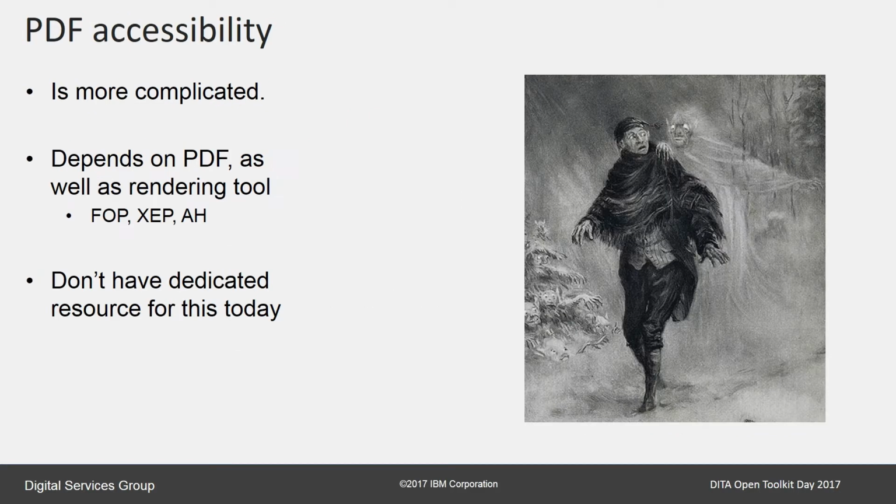PDF accessibility, I don't know a whole lot about it. I know it's really complicated. I know that if we need to retain information in the FO, we should do that, and then it's sort of up to FOP or Antenna House or XEP to make the PDF itself accessible. We don't have a dedicated resource on the team for this, again, a small team. I do a lot of validation of the HTML accessibility. I don't do that for PDF.